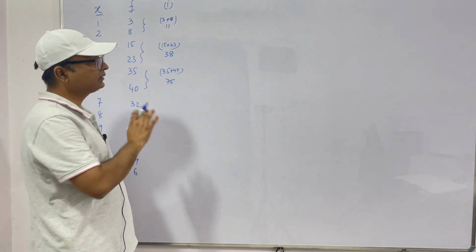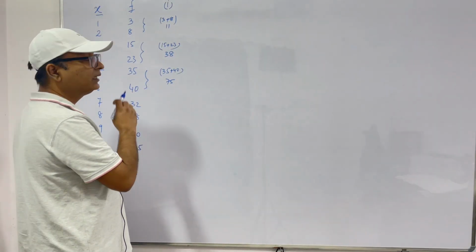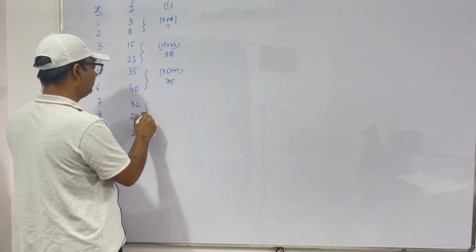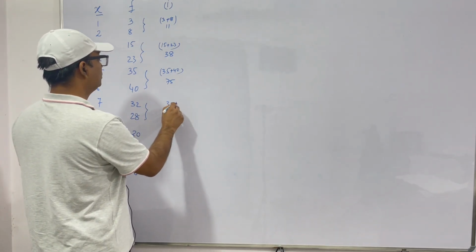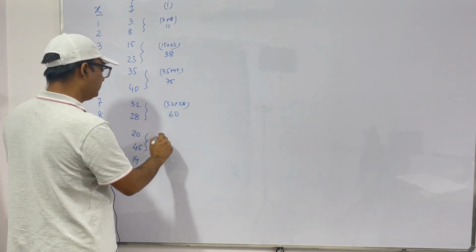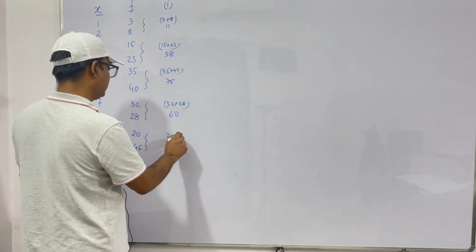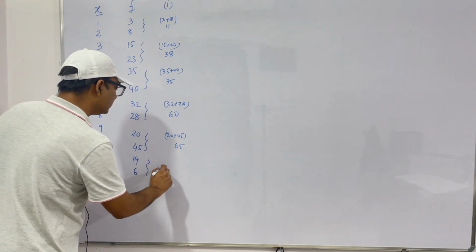Just keep patience and see what I am doing. I'll prepare a very big table and then we'll find out the mode. This requires patience. This is 32 plus 28, so this is 60. This is 20 plus 45, so this is 65. And this is a very easy method.